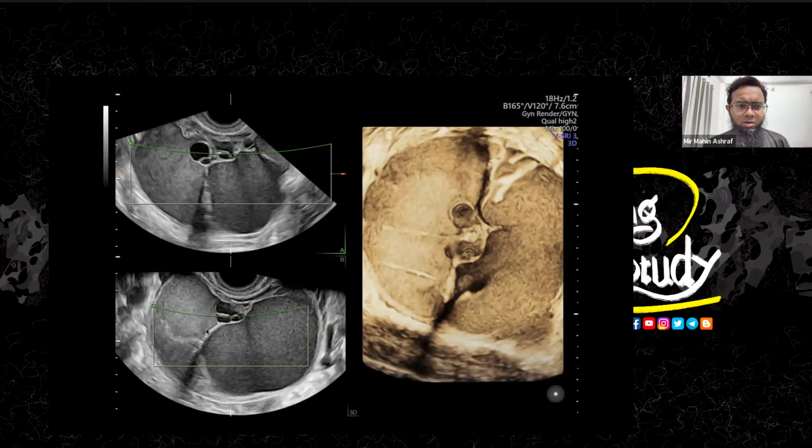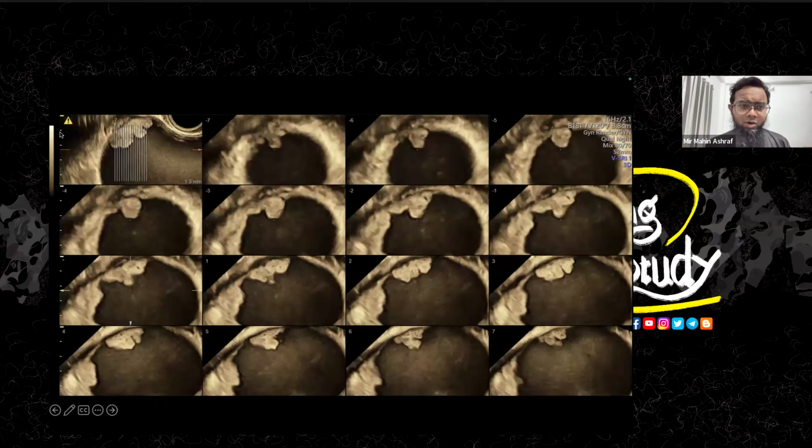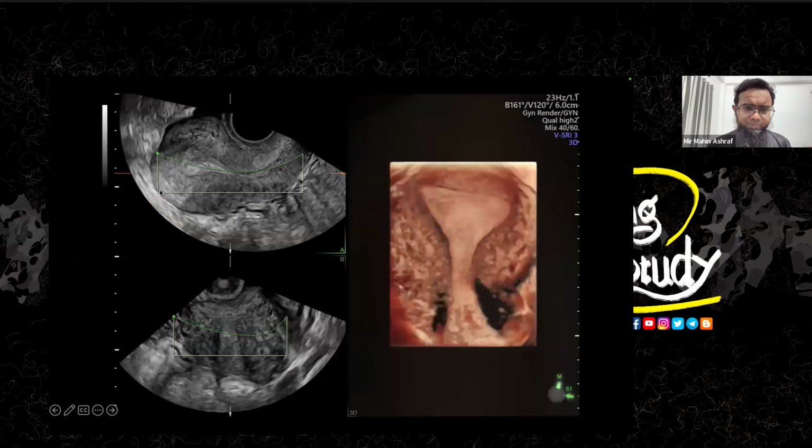So here's an ovarian mass. So you can use the 3D to demonstrate it. And obviously with multiplanar scanning, you can check the solid part or papillary projection, whatever you need.